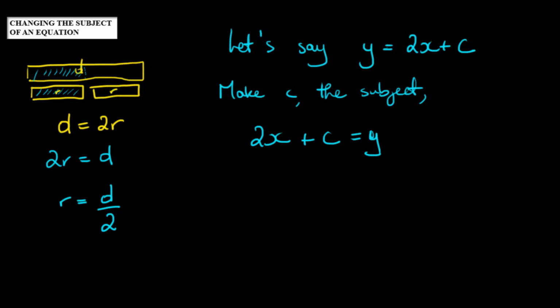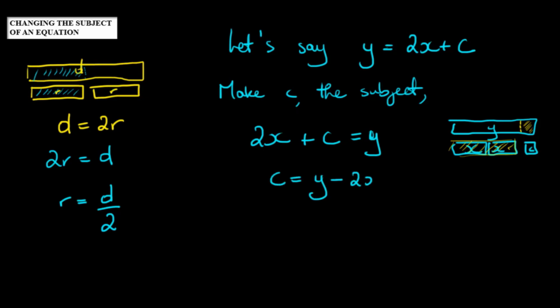And if I were to even draw it, what it's really saying is that my y, okay, is equal to 2 x's and a c. That's visually what it would look like. So if I want c by itself, okay, that means I would want this little piece right here. I would just want a c by itself. I would want to make c alone. And that little piece is the same thing as all of y, take away these 2 x's. So really what I have here is c is equal to y minus 2x.